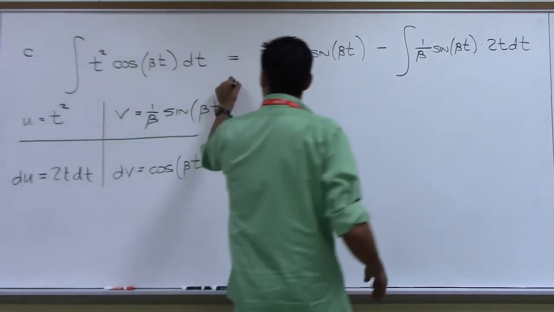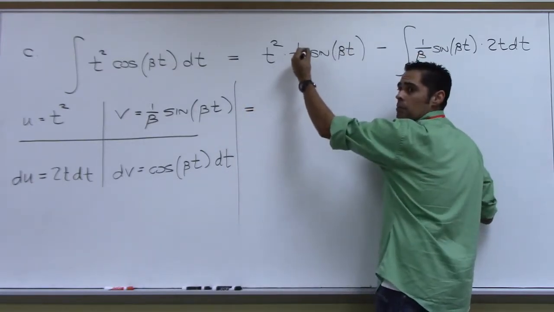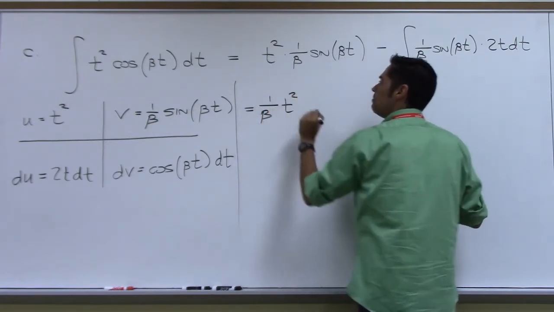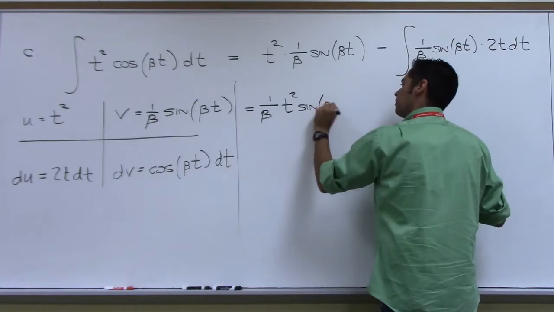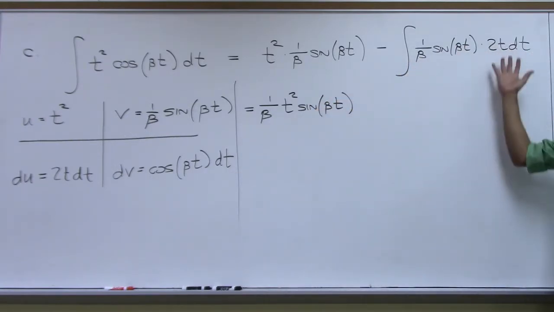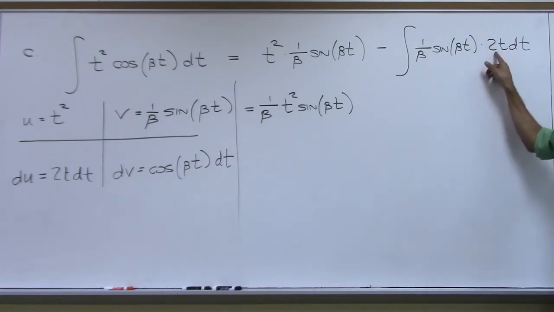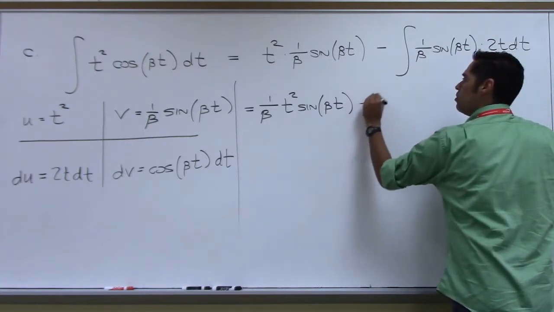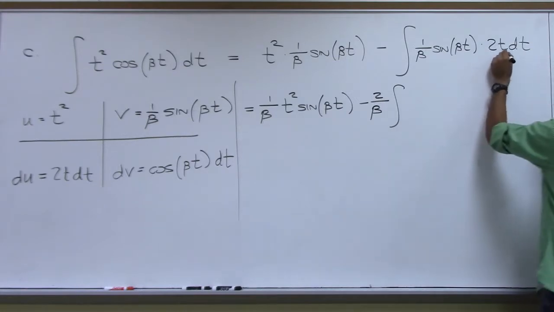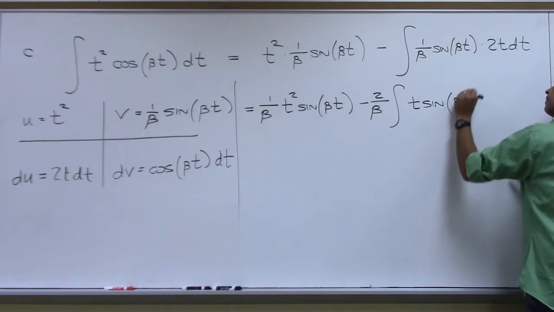Okay, so I am going to clean up a little bit here. 1 over beta is a number. So I like to always put my constants out front. 1 over beta, t squared sine beta t. Now here, are there any constants in here that I can pull out of this integral before I actually compute the integral? 2 and 1 over beta. So how about pulling out a 2 over beta? How about we put that t in front of the sine? Beta t dt.